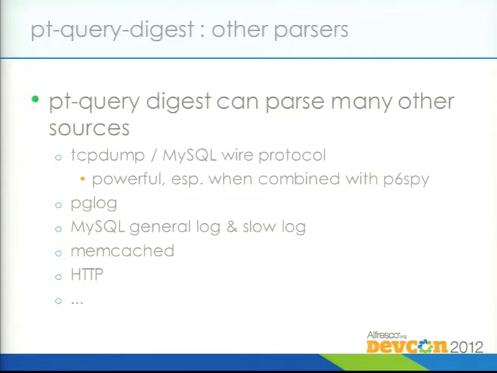What's cool about that tool is that there are also other parsers you can use. You can parse TCP dump output. If you are using MySQL, you can parse the MySQL wire protocol. It's pretty powerful, because then you can compare the response time coming out of the DB with the one on the application server. So you can find out very easily where the network overhead is between the two.